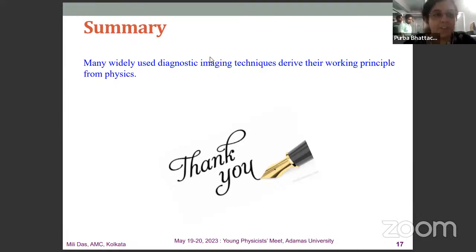Thank you, Dr. Das, for this general overview of the different medical techniques and the physics behind it. Thank you for this nice presentation. I really believe that this will help our students to get an idea about these techniques and the equipment. Is there any question from the students and from the audience?